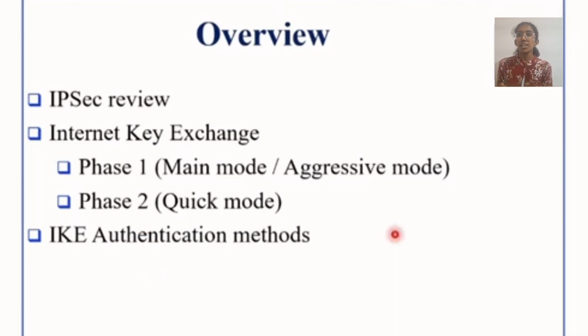And in Internet Key Exchange, let me show an overview. The first one is IPsec review and Internet Key Exchange. In this there are two phases, that is phase 1 and phase 2, whereas phase 1 is main mode or aggressive mode. Phase 2 is quick mode. And the third one is the IKE authentication method. Let me see the details about this.